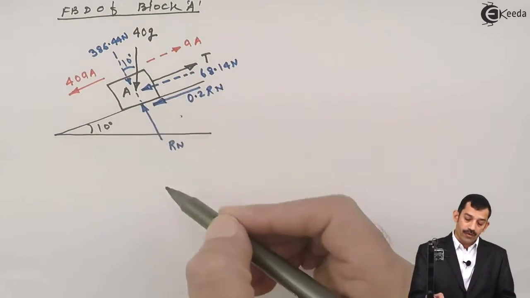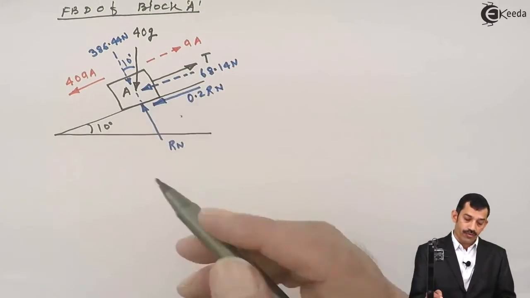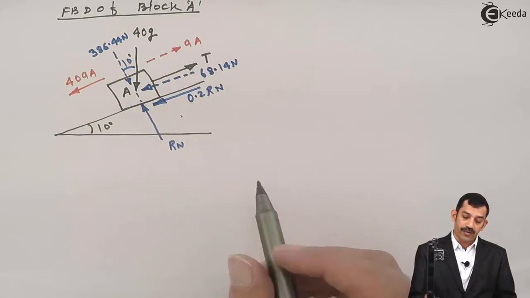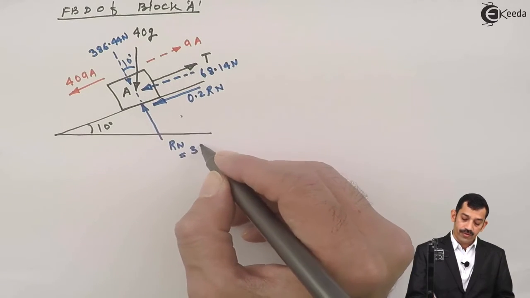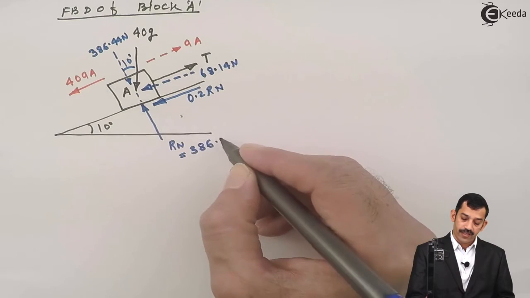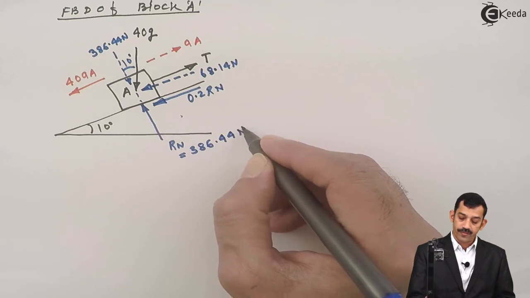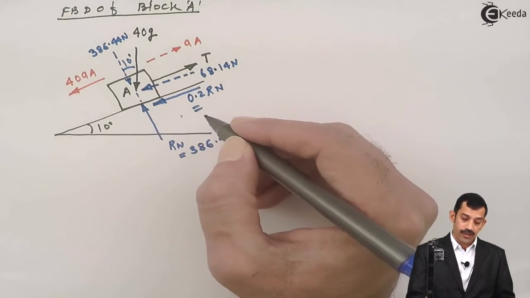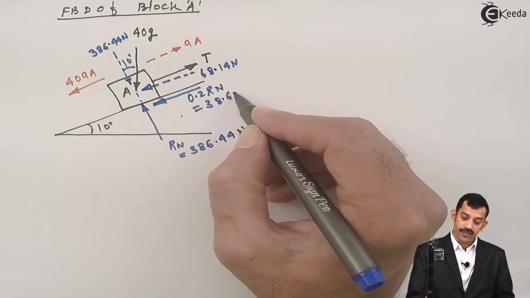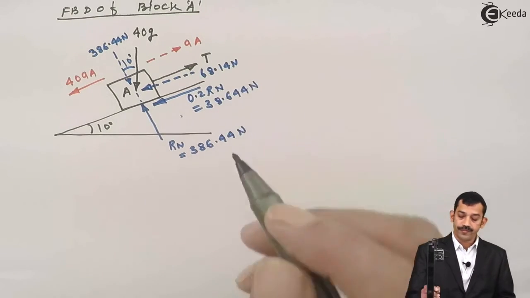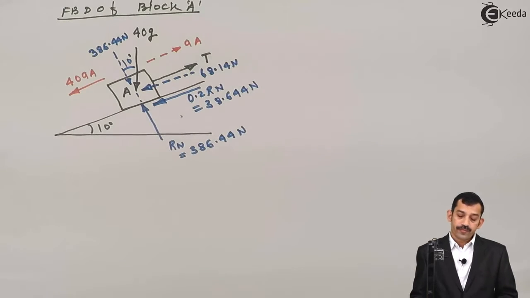Now perpendicular to the plane, if we see, there are only two forces. One is Rn, the other one is the component of this weight. That means definitely this Rn is equal to the same component of weight, 386.44 Newton. If we multiply by 0.2, we get the frictional force, and this comes out to be 38.644 Newton. Now you are getting all forces which are along the plane and perpendicular to the plane.